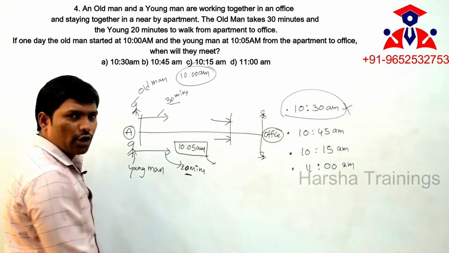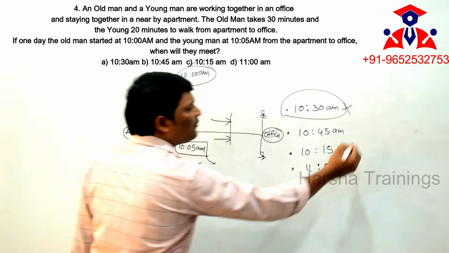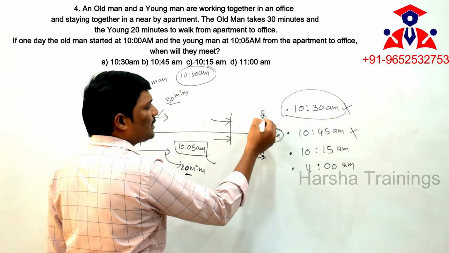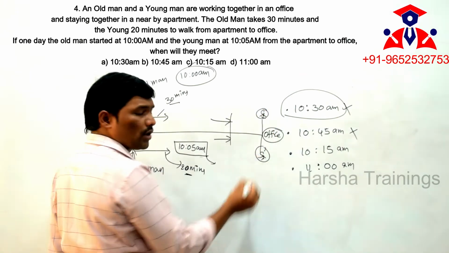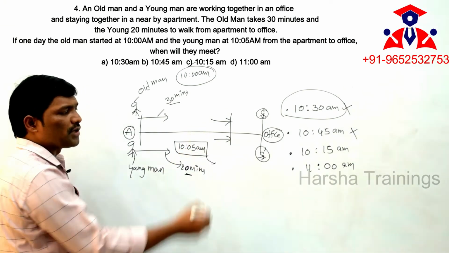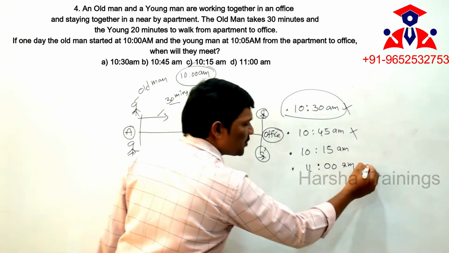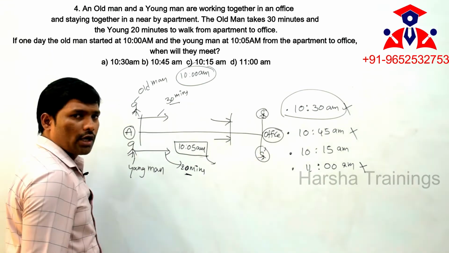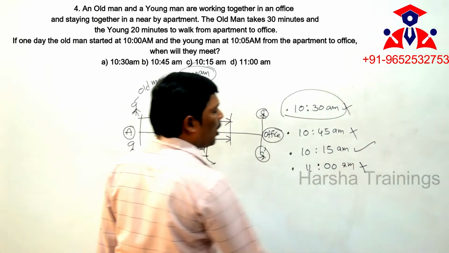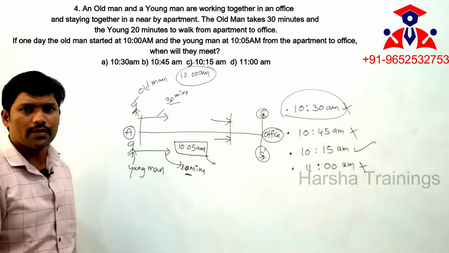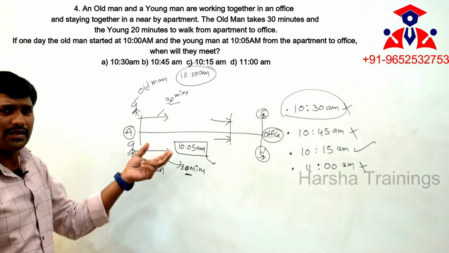Move on to the second option, 10:45. 10:45 is also a wrong option, because at 10:30 both are already in the office, so at 10:45 both are in the office too. That's why the second option is wrong, and the third option... Which option is the right answer? Option C is the right answer, 10:15. Otherwise we can go to the other method also, guys.